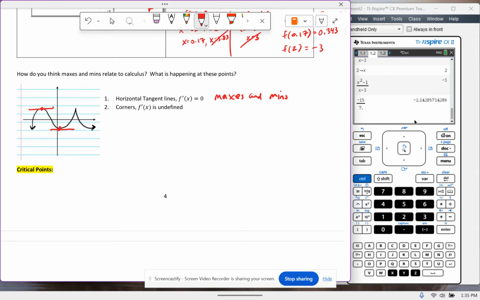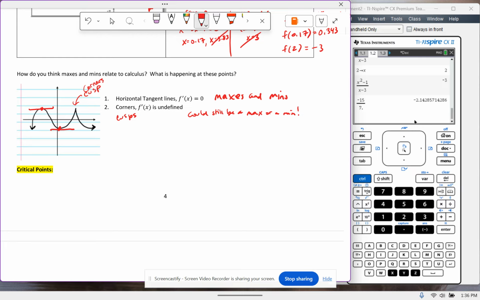But there's another case where you could have an undefined derivative and it could be a max or a min. And that is called a cusp, or sometimes they're called corners. So corners, cusps. This is where the derivative is undefined, but could still be a max or a min. How on earth is that possible?